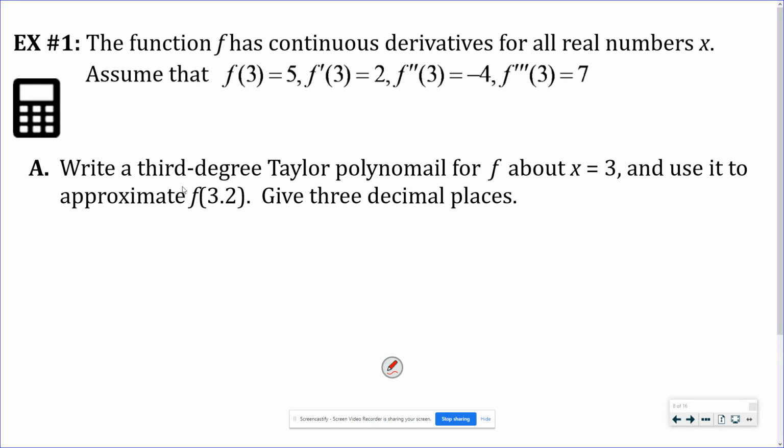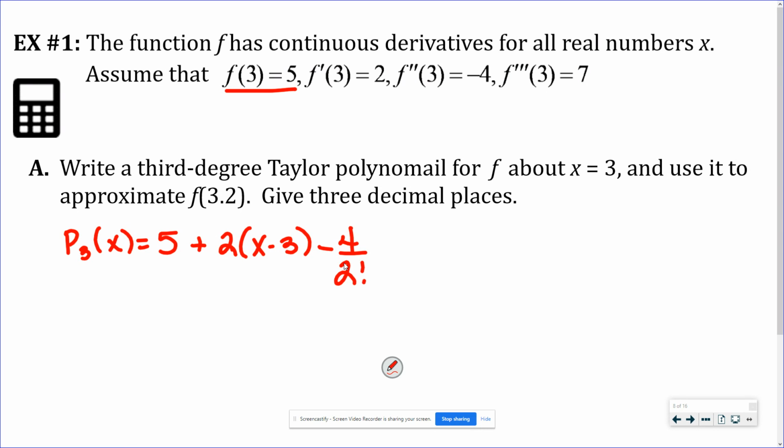So let's start with something you know, and that is to write a third degree Taylor polynomial centered at x equals 3. This is just review of the last lesson. So it looks like it would be 5, because that's the first value, plus 2 times x minus 3 to the first power. Negative 4 is my next value, times x minus 3 squared. Hopefully all of this is looking familiar because this is something you had to do in lesson 8.7.